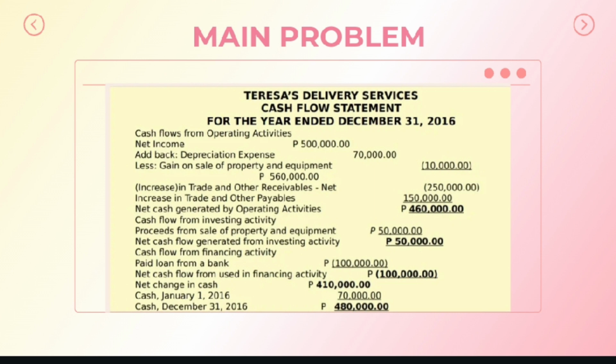Receipts from customers is derived from the following formula. Ending accounts receivable equals beginning accounts receivable plus net sales minus collections. Therefore, collections or receipts from customers equals beginning accounts receivable plus net sales or net revenue minus ending accounts receivable.